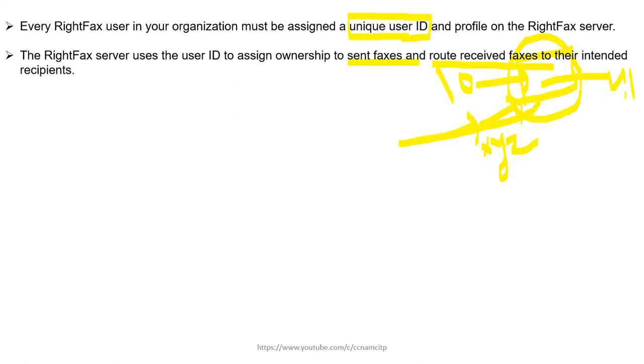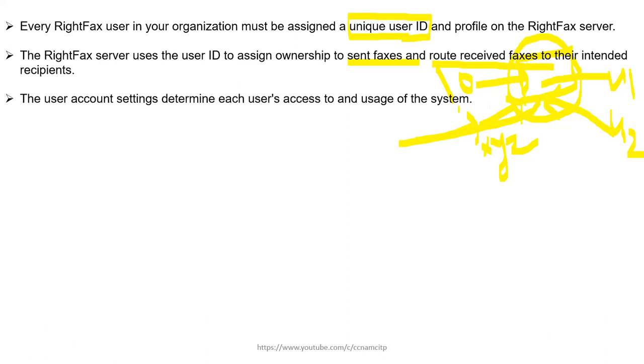And if user 2 wants to send, what kind of permission is available to the user to send that fax? So this is how user ID plays a role while sending and receiving faxes. Now the user account settings determine each user's access to and usage of the system. That is what I was talking about. What kind of permission, what kind of ownership is given to that particular user is defined by that user ID or the settings on that particular account.